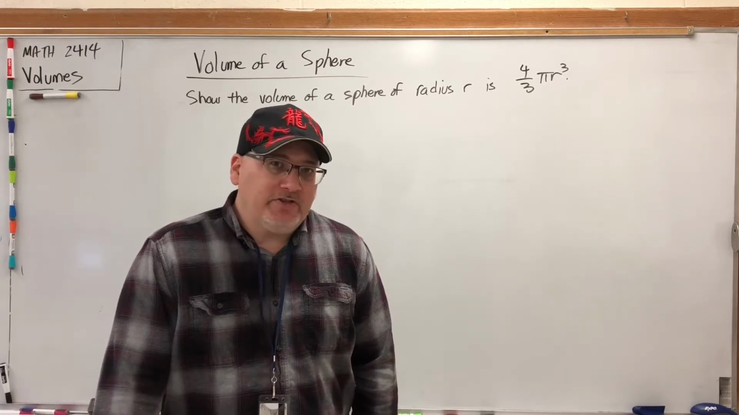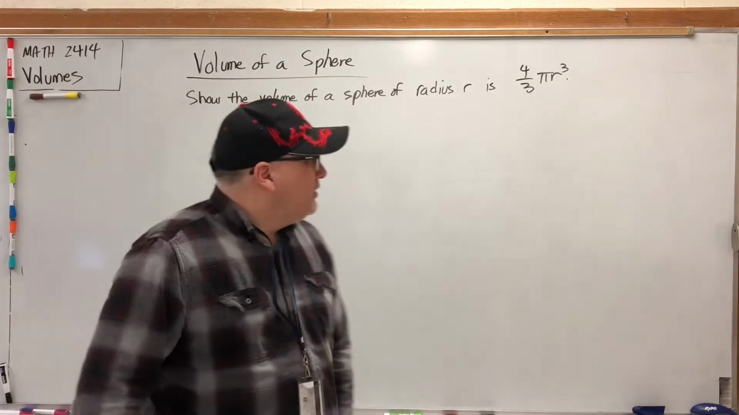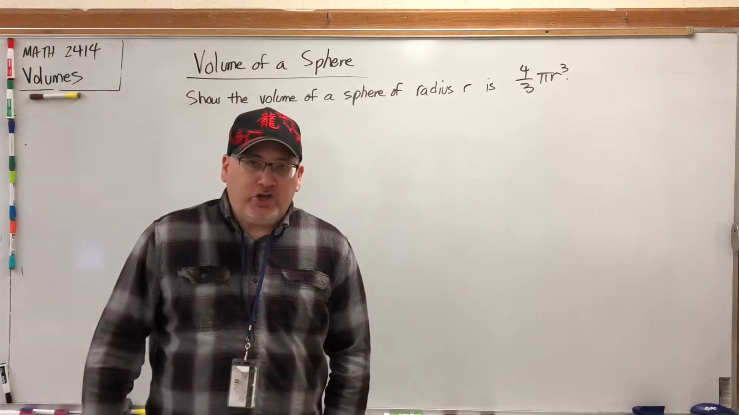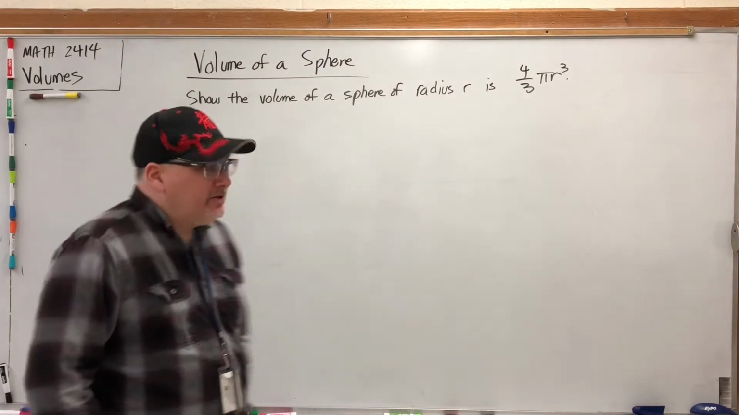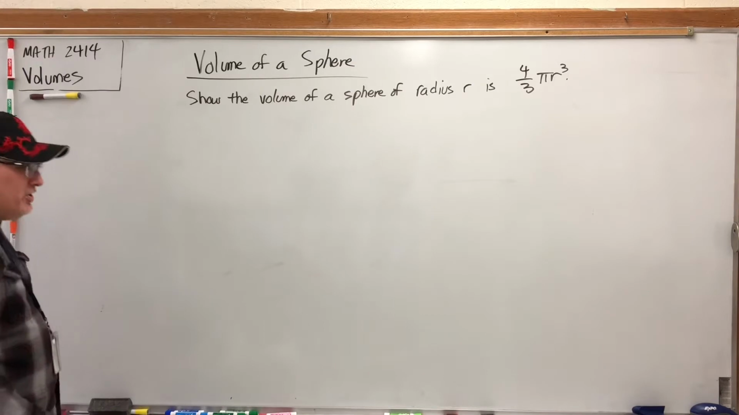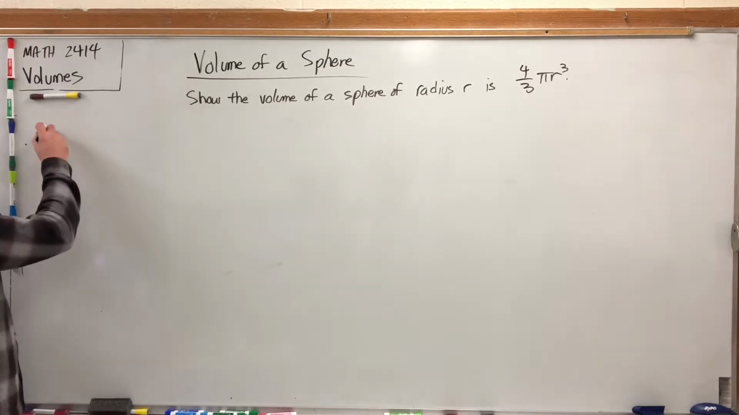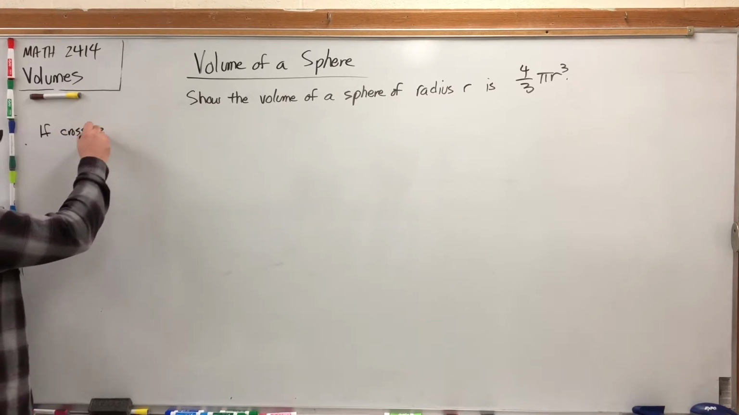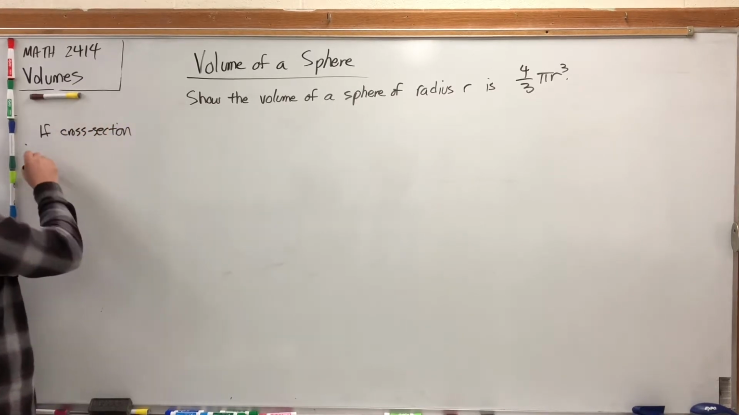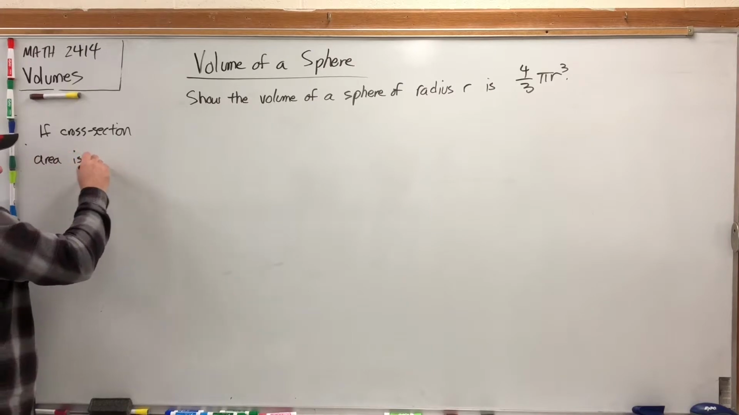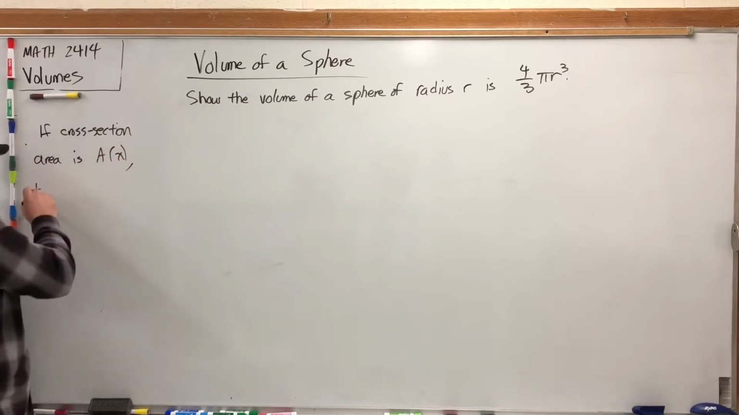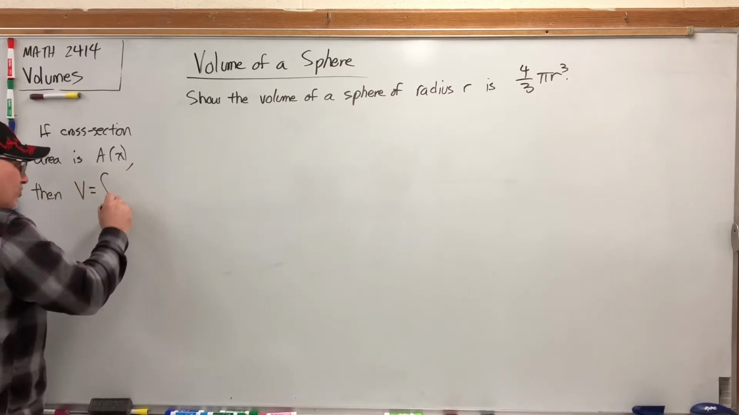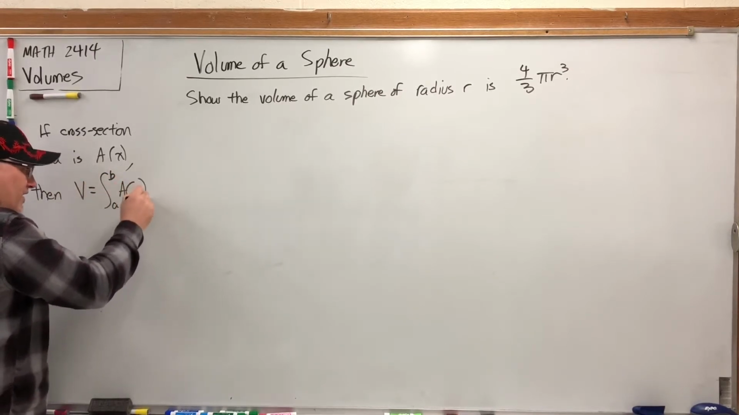So we're actually going to derive this formula, showing that the volume of a sphere of radius r is 4/3 pi r cubed. Now how are we going to do that? Well, recall that the only tool that we have at our disposal so far is if the cross-section area is A of x, then the volume, which we'll just call capital V, is the integral of that, which kind of makes sense.